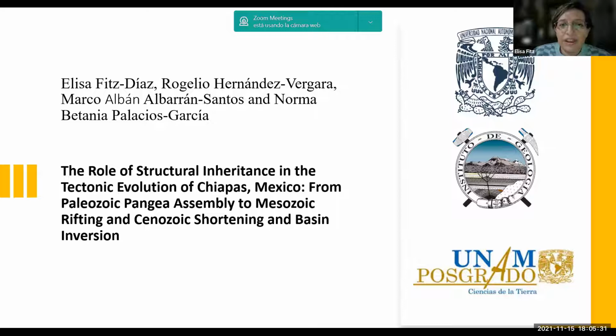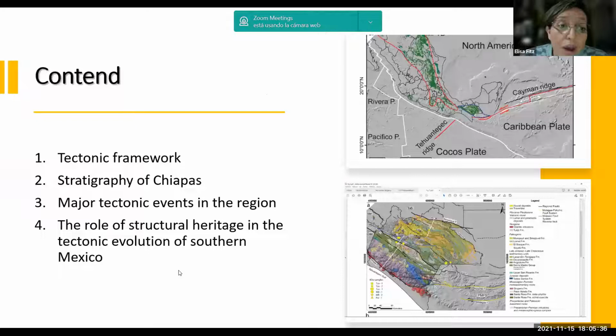The topics that I will be addressing in this talk include these 4 points. I'll talk a little bit about the tectonic framework, then a review of the stratigraphy of Chiapas, to have a flavor of the geological history of this region. Then I'll talk to you about the major tectonic events in this region.